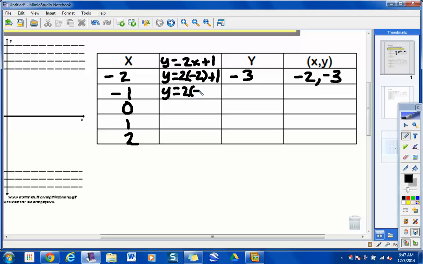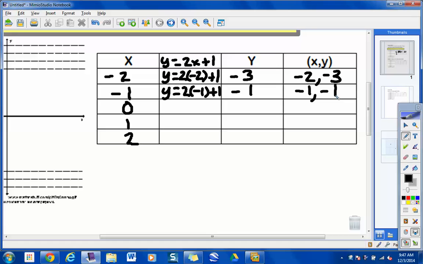-1 plus 1 in the equation. Okay, so help me, gang. What's that equal? This would be -2 plus 1 more right here, so when I input -1, I get an output of -1. So what's the next point I would plot? What comma what? -1 comma -1.